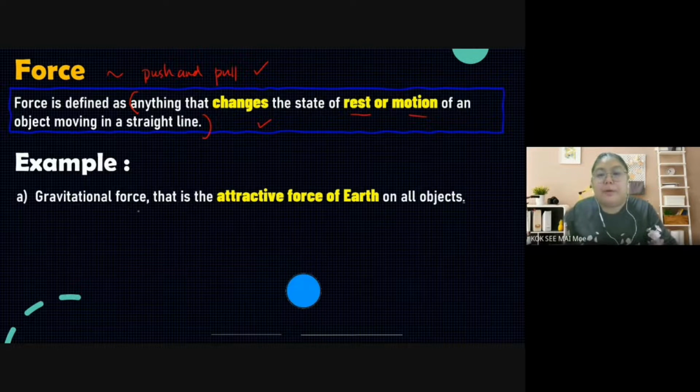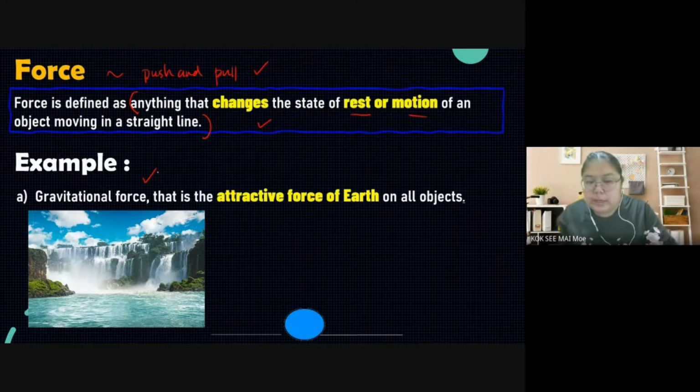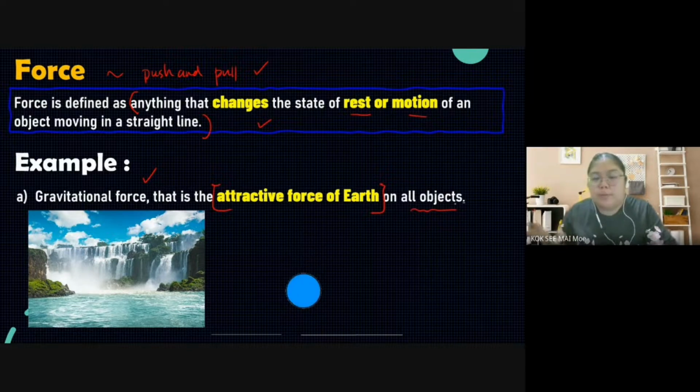For example, force. We got so many different types of force. The first one we know is gravitational force. Before that, we know already the falling of the gravity. We pull go down. Why is the weight always going down? Because they are pulled by the gravitational force. So that means there's an attractive force of the earth for any object.